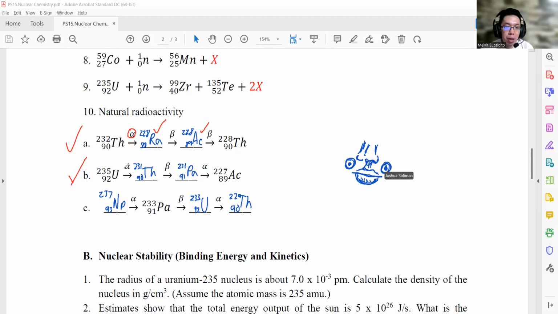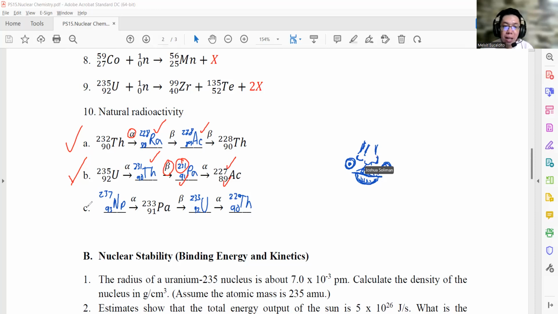Then next, number 10B. So this is also correct. So uranium-235 alpha decay, minus 4 for your atomic mass, that will be 231. Then 92 minus 2, 90, thorium. Then undergoing beta decay, this will add one atomic number, 91. Protactinium yun. And then the mass will still be the same. And then alpha decay, minus 4 again, 231, so 227, then 89.